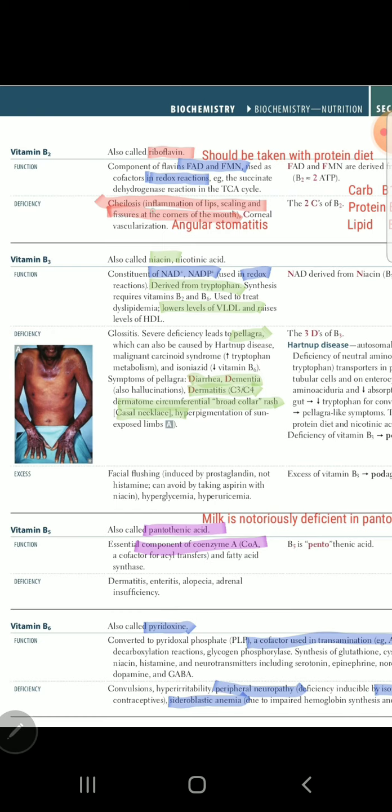Deficiency is cheilosis, that's inflammation of the lips, and scaling and fissures at the corners of the mouth called angular stomatitis. Cheilosis and angular stomatitis in B2 deficiency are the only things mostly asked. Other is that B2 should be taken with a protein diet, and the cofactor is FMN.